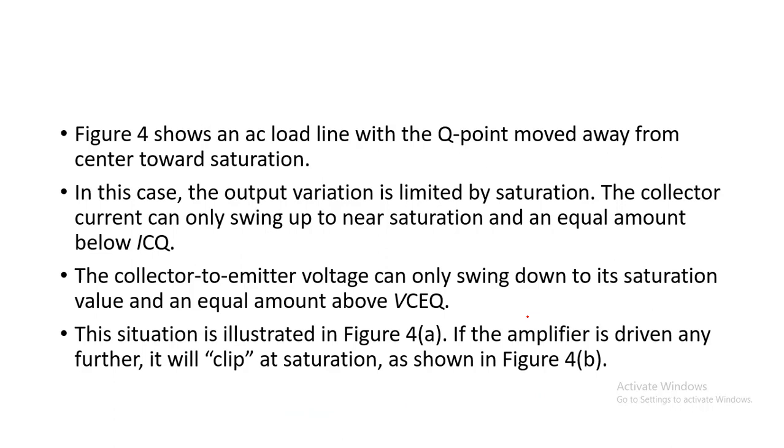Figure 4 shows an AC load line with the Q point moved away from the center towards saturation. In this case, the output variation is limited by saturation. The collector current can only swing up to near saturation, or an equal amount below this ICQ. The collector to emitter voltage can only swing down to its saturation value and an equal amount above the voltage across collector to emitter at the Q point. This situation is illustrated in figure 4. I will show you this.